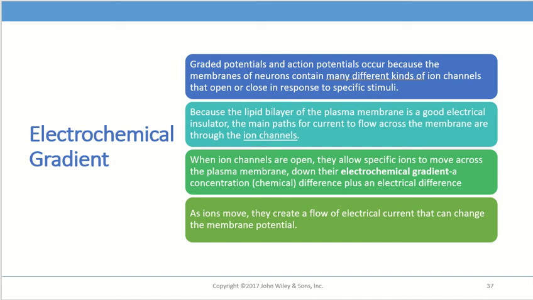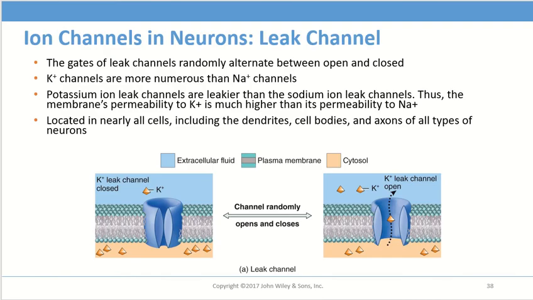So when ion channels are open, they allow for specific ions to move across the plasma membrane and down their electrochemical gradient. And just a brief little reminder, an electrochemical gradient is a concentration or a chemical difference plus an electrical difference. This is usually caused by disparities in ion concentrations. So as ions move, they're going to create a flow of electrical current that can change the membrane potential.